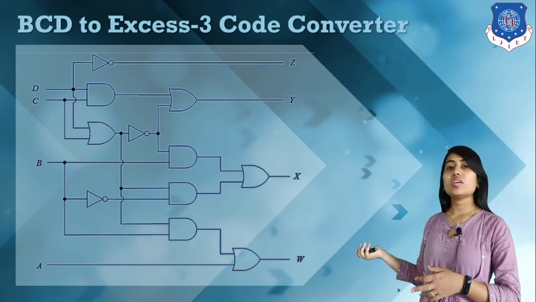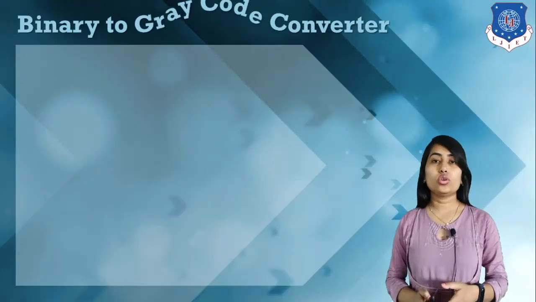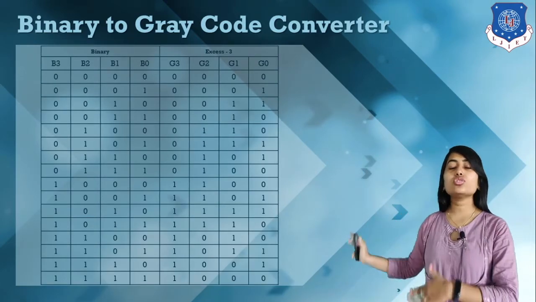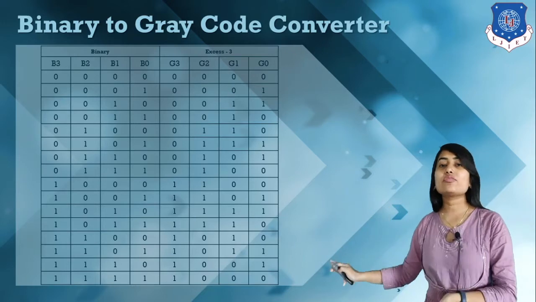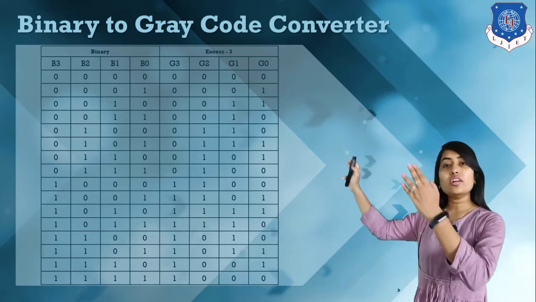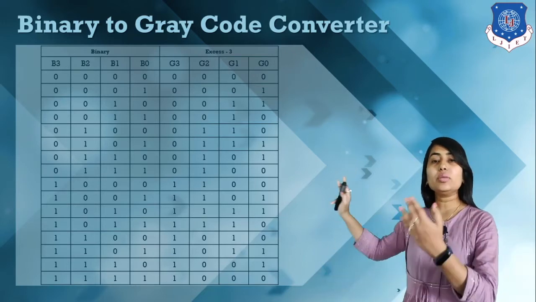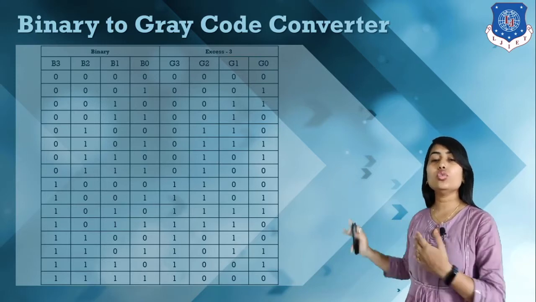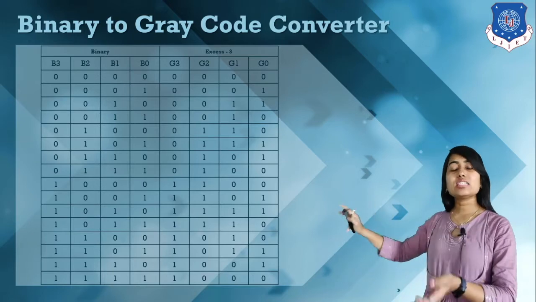Here we have the next one, the binary to gray code converter. So for the binary to gray code converter, we write binary values 0 to 15 and their equivalent gray code format. Here we have the binary value B3 B2 B1 B0 starting from 0 0 0 0 to 1 1 1 1 and its equivalent gray value.